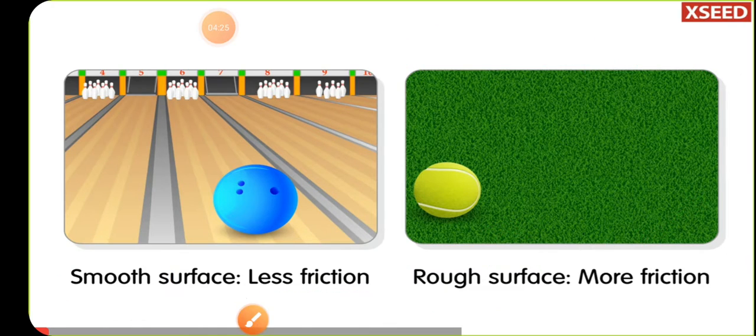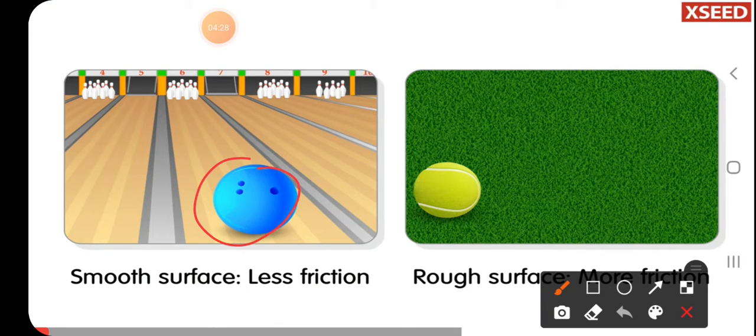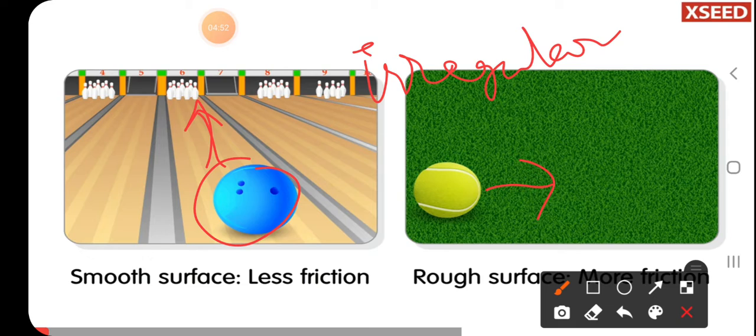Even in this picture you can observe that a ball is rolling on a plain surface and a ball is rolling on the grass. The plain surface is a smooth surface and there the irregularities are less. Smooth and rough are described based on irregularities. So in a smooth surface the irregularities are less, and as the irregularities are less, the frictional force is also less. But in this case the irregularities are more, and if the irregularities are more, the frictional force is also more.